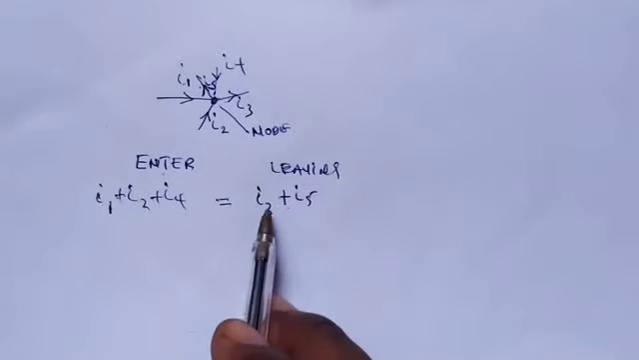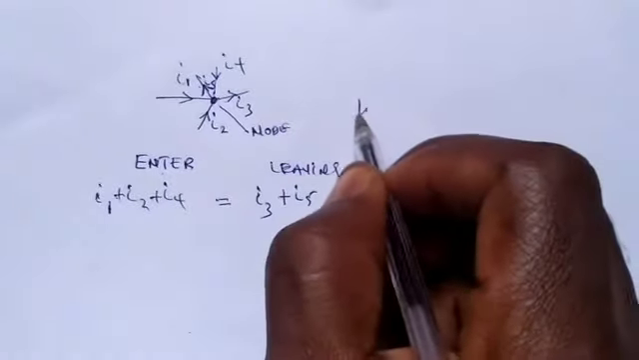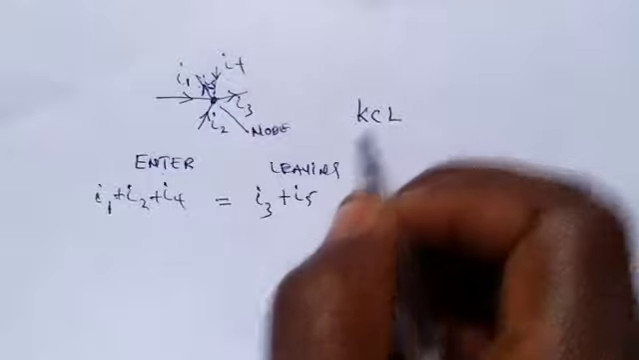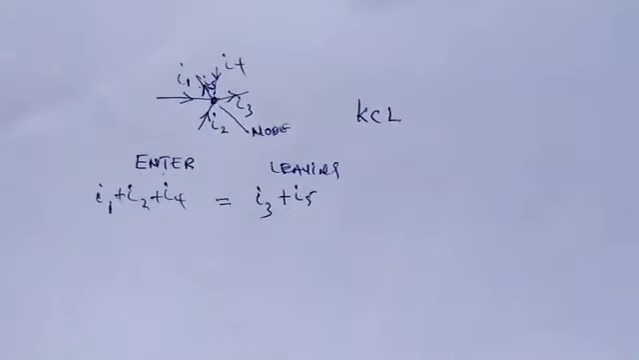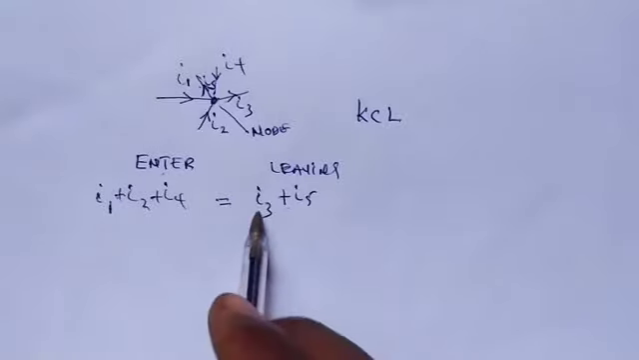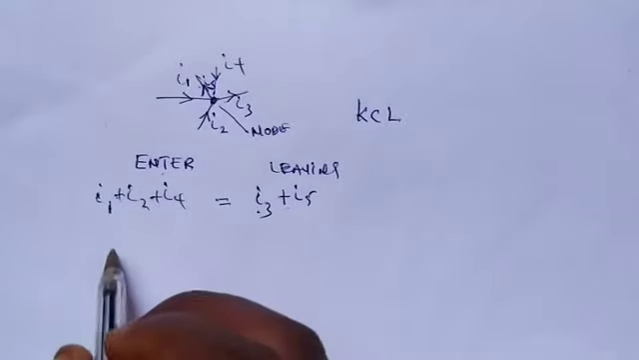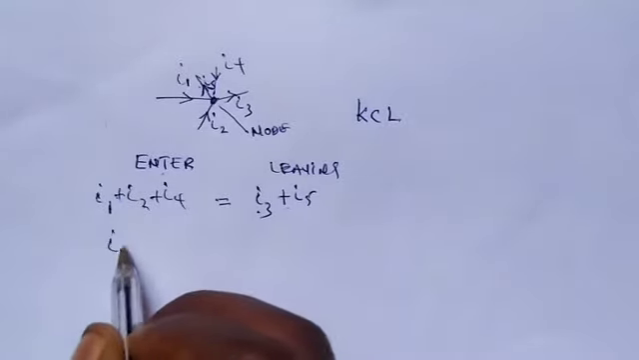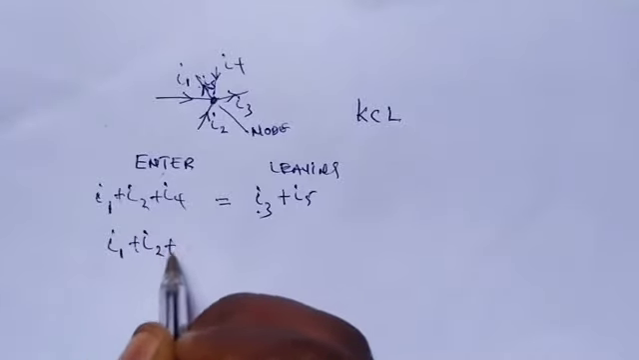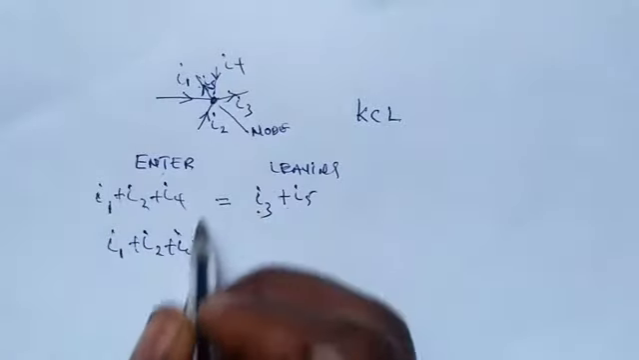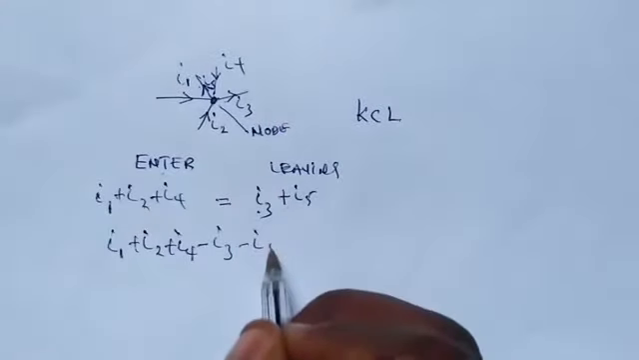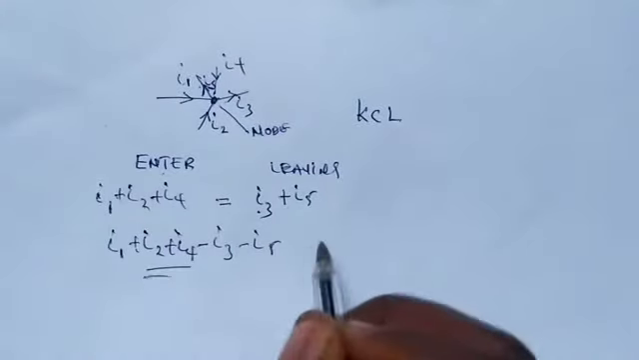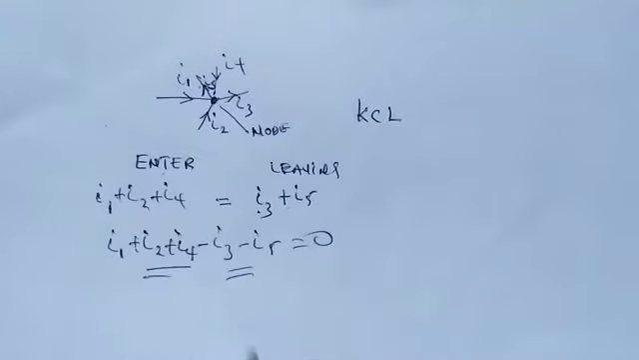That is the law, as we call it, KCL, Kirchhoff's current law. Or we can say the algebraic sum of all current entering the node is equal to what? 0. Any of them we want to do. So if this comes to the other side, it will be I1 plus I2 plus I4. When I3 is coming, it will become minus I3. When I5 is coming, it will become minus I5, right? So this is equal to 0. This is what the KCL is telling us about.